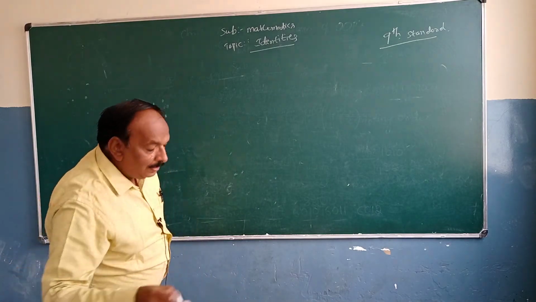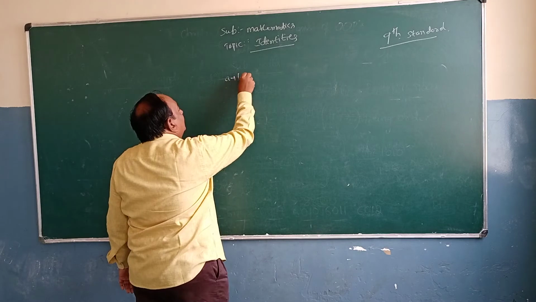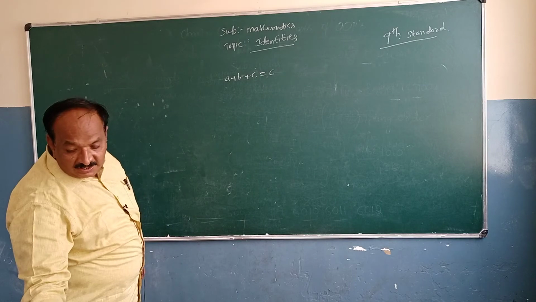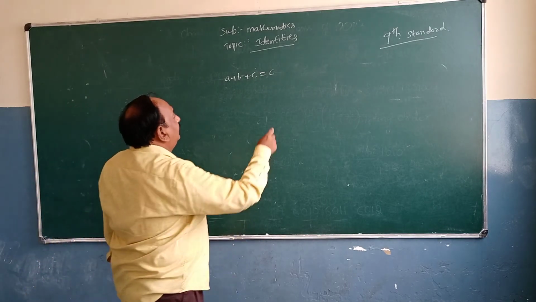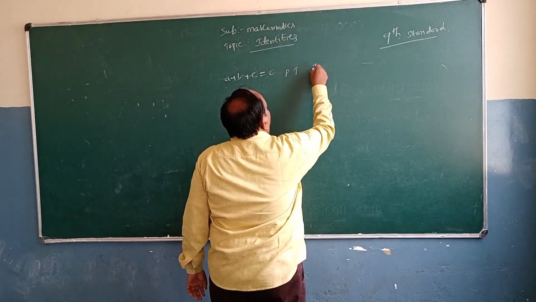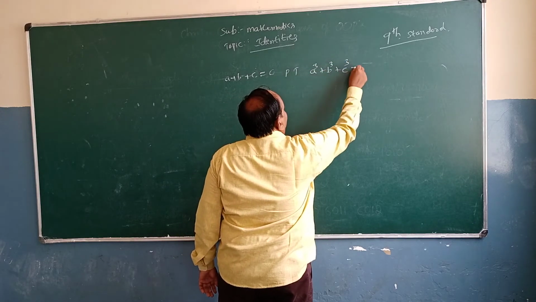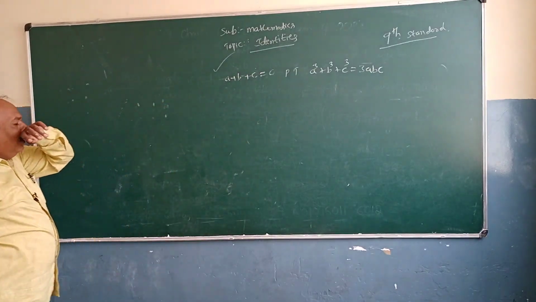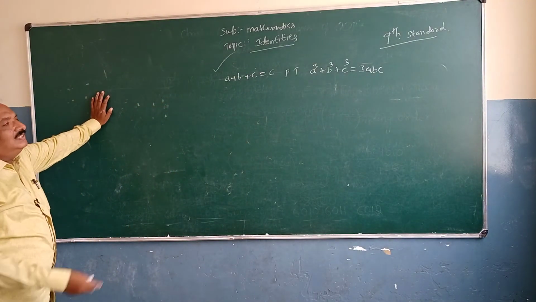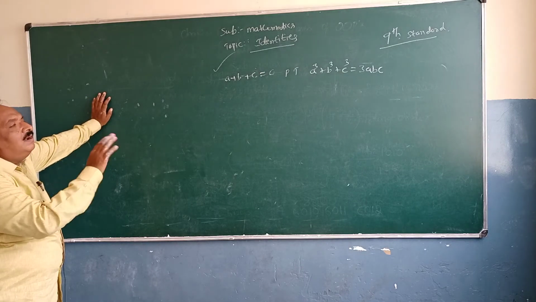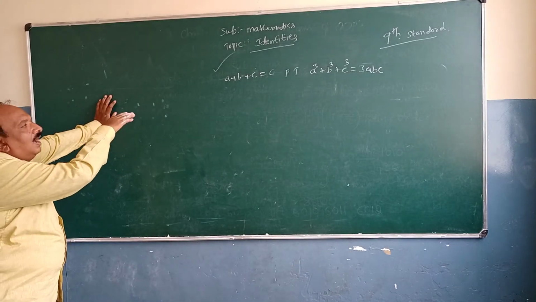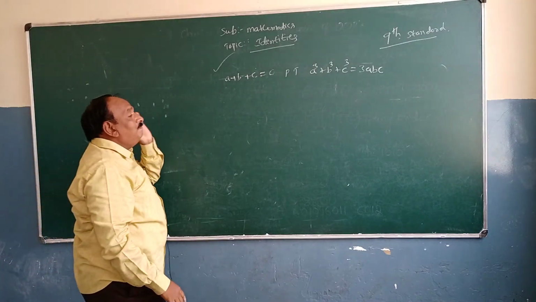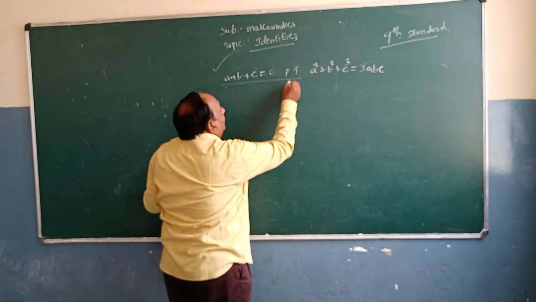If a plus b plus c is equal to 0, prove that a cube plus b cube plus c cube is equal to 3abc. This is a very important identity. We call it as VIP identity. Question paper setters always ask this question because the student will fail to solve this problem because it is a very important step, important mathematical identity.